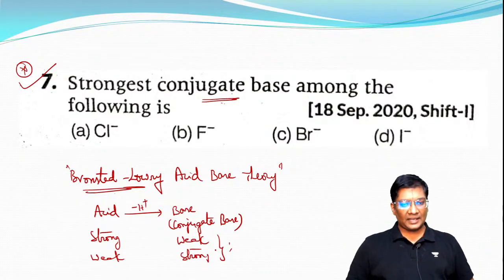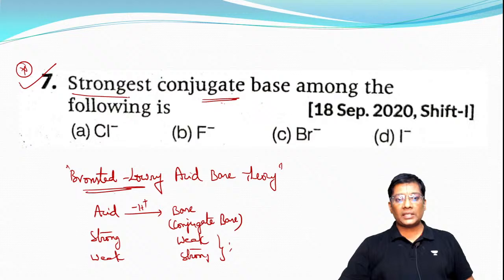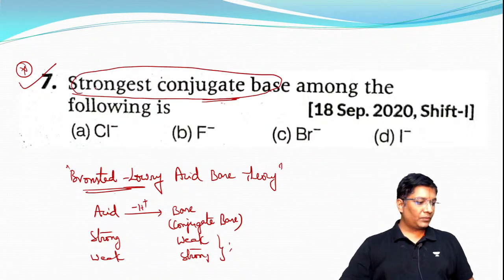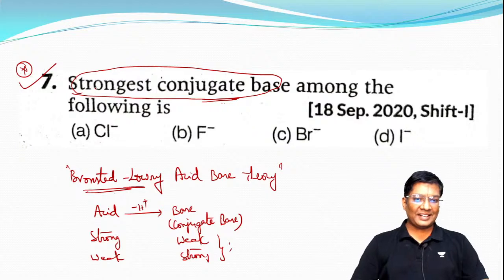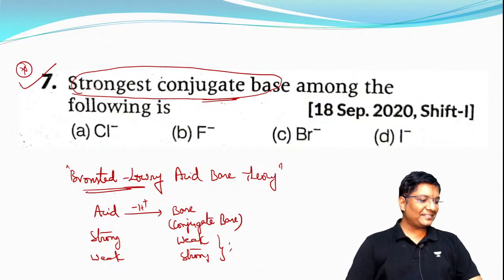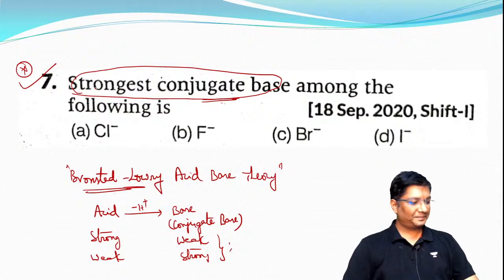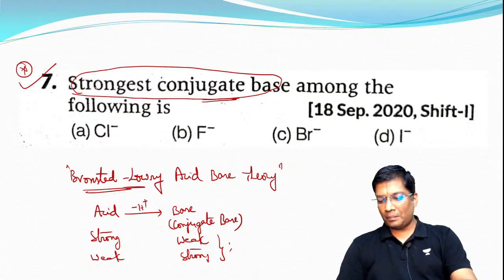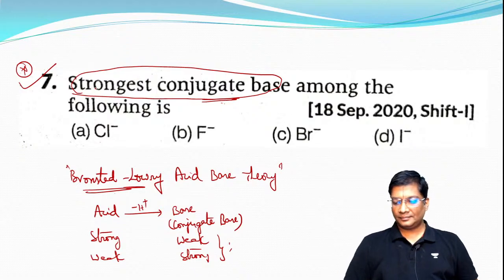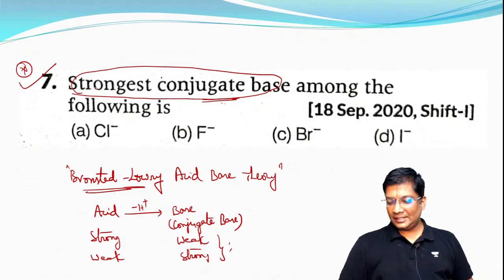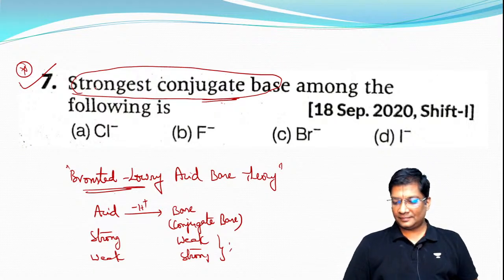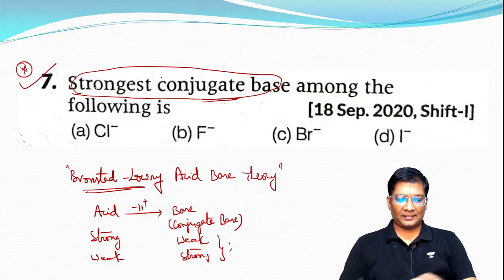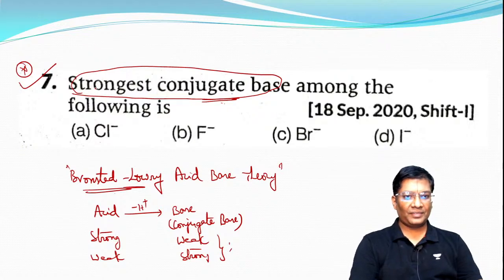Anyone please tell me what is the correct answer? Cl minus, F minus, Br minus and I minus. Out of these four, which is the strongest conjugate base? This is our question. What is the answer here? Divya said that it is B. What about the remaining? Bharat also said it is chloride. Sri Jyoti, Shanmukarao, fluoride. What is the correct answer? Let me explain.